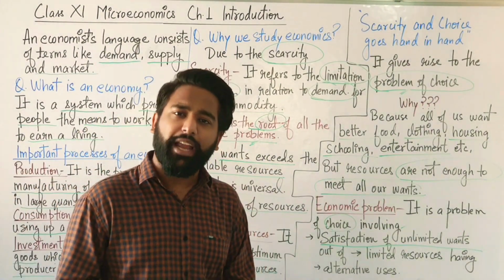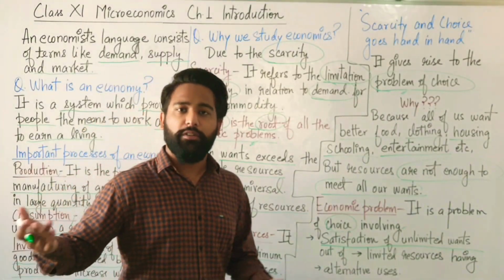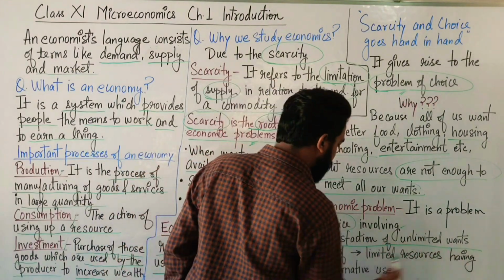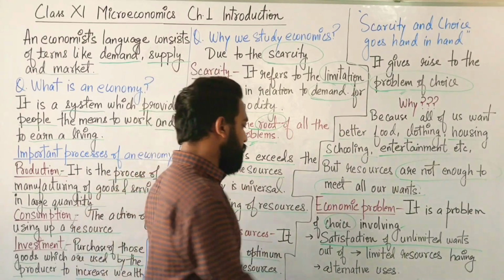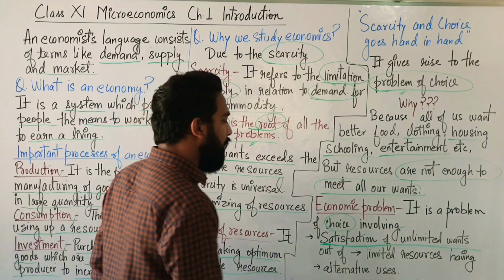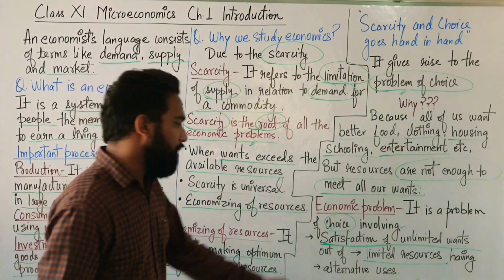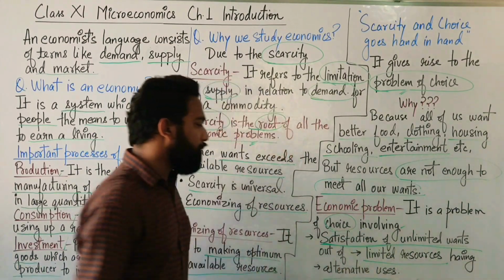We don't have resources for that. Right? We don't have resources. How can we satisfy ourselves with the unlimited wants? We cannot. So, satisfaction of unlimited wants out of the limited resources which we have. This is the first economic problem, satisfaction of unlimited wants out of limited resources. This is the second economic problem, the limited resources having alternative uses.